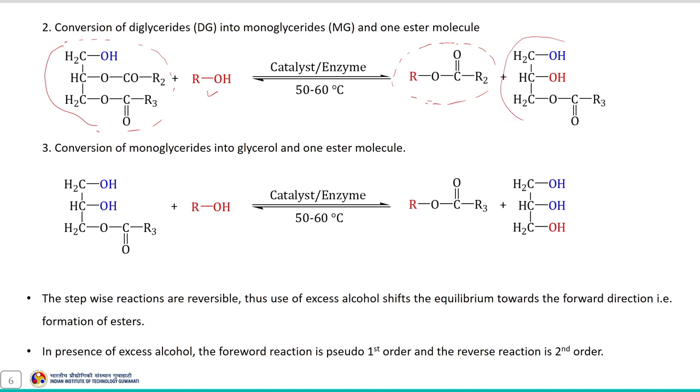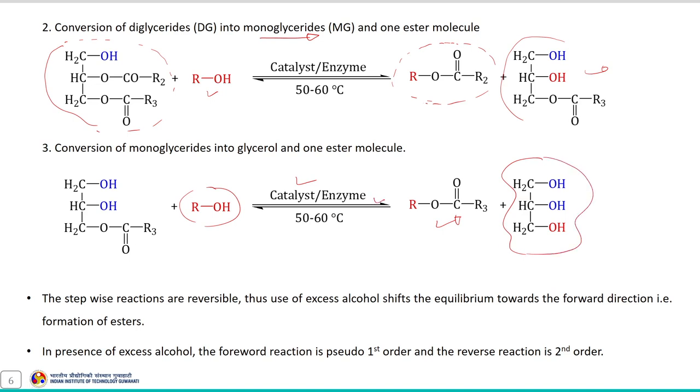And the second step involves the conversion of diglyceride to monoglyceride. In this case, the diglyceride produced in step 1 reacts with alcohol to produce an ester molecule and monoglyceride. Further, this monoglyceride reacts with alcohol in the presence of a catalyst to produce one ester molecule and glycerol.